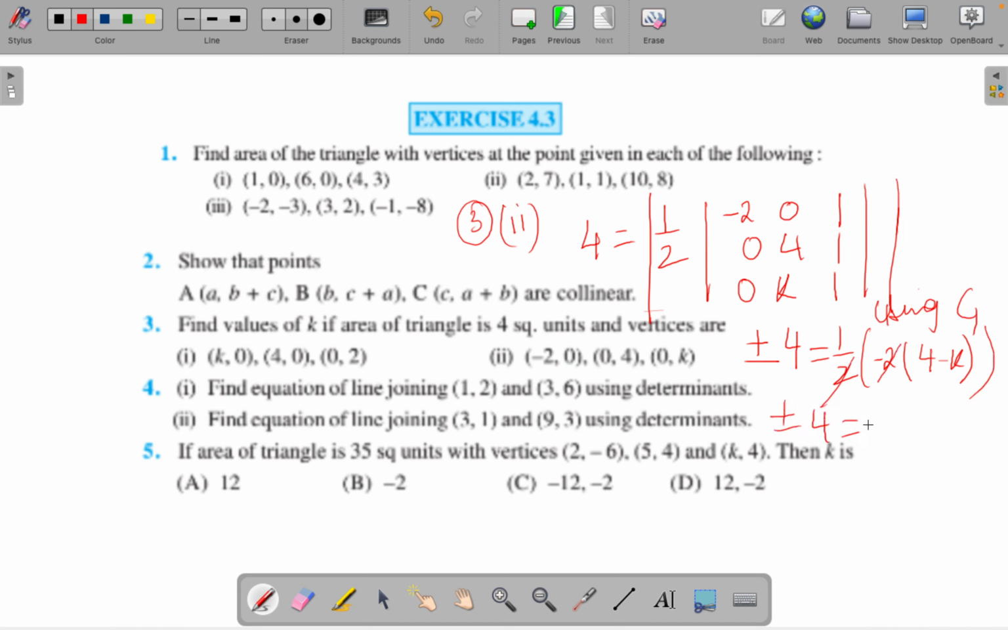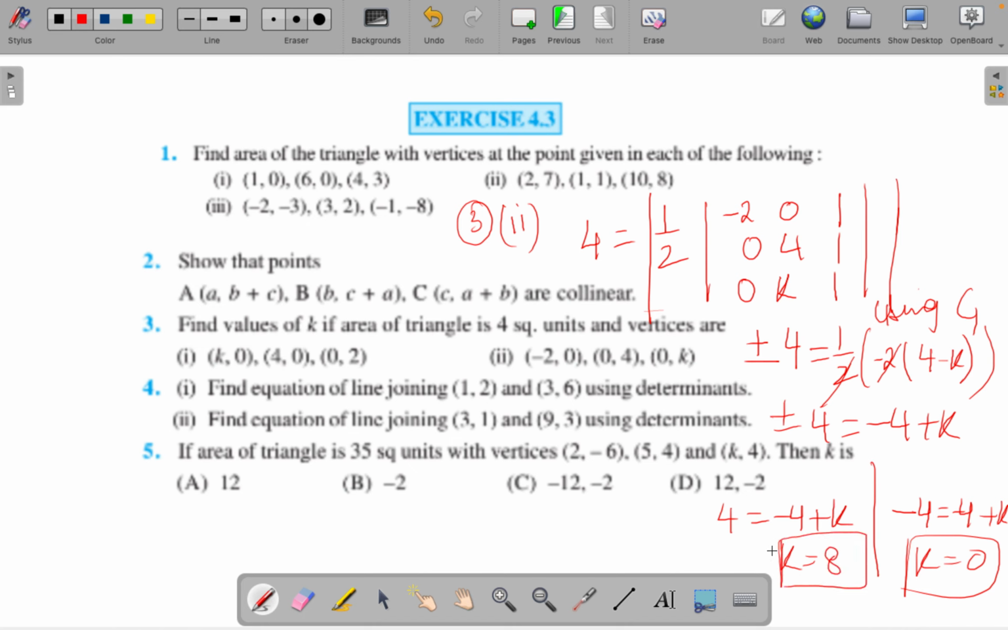So basically there are two values. One is 4 is equal to minus 4 plus k, and the other one is minus 4 is equal to minus 4 plus k. So here we get k is 8, that is 4 plus 4, and here we get k is equal to 0. So you will get two different values of k, and this is where most of the students make the mistake. First, they don't apply the modulus at all, and second, when they don't know why the absolute value is applied, that is why they forget that there will be two different values of k. So this is the mistake which happens.